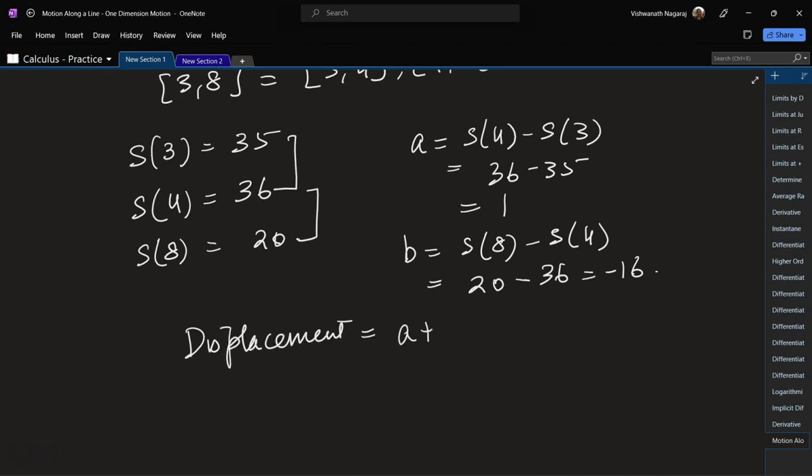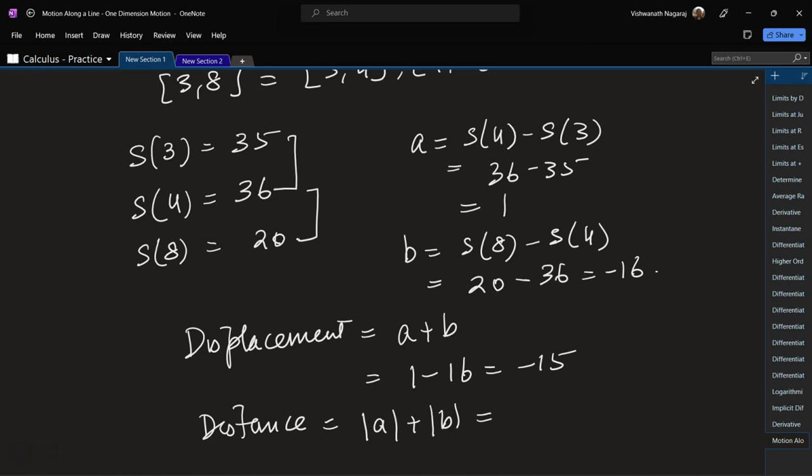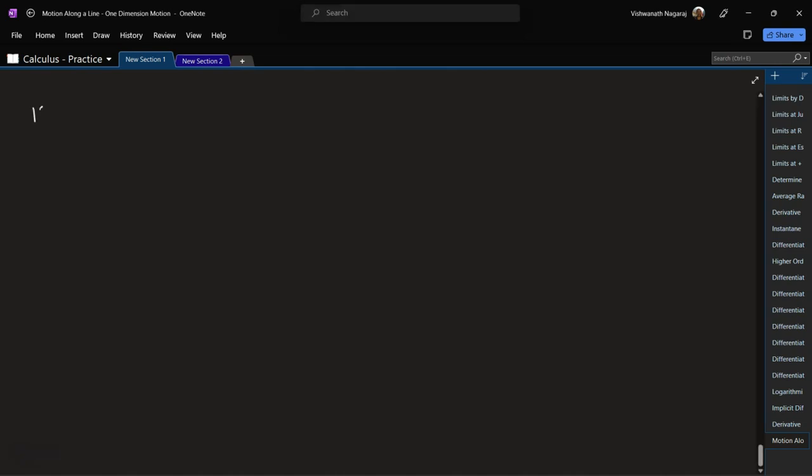What would be the displacement? Displacement is A plus B. So 1 minus 16, that is minus 15 units. And distance would be absolute value of A plus absolute value of B, which is 1 plus 16, which is equal to 17 units. Let's do a little bit more challenging ones.